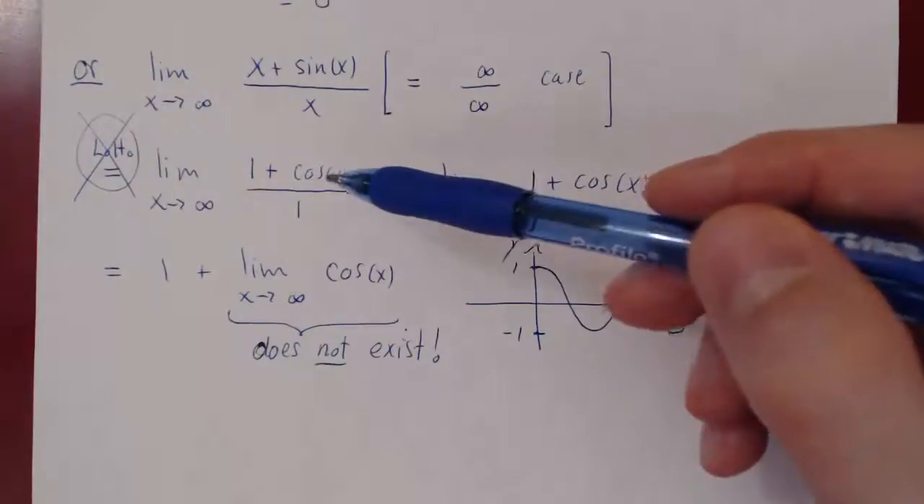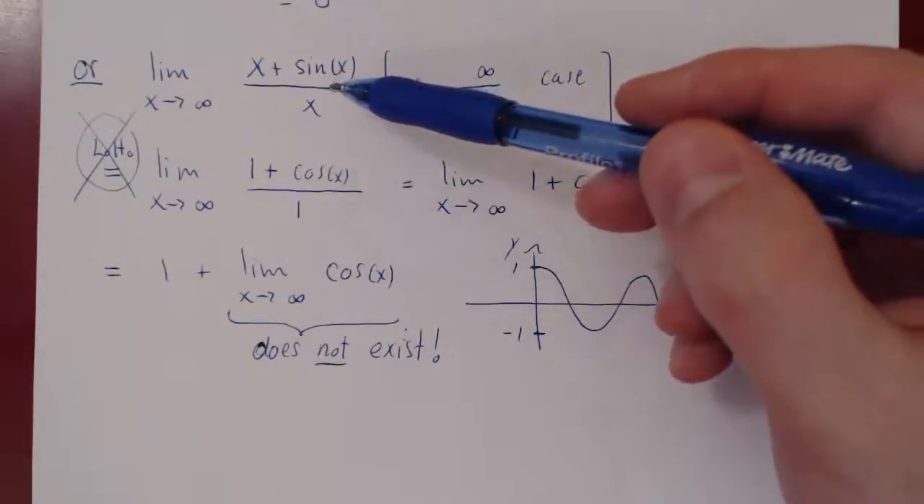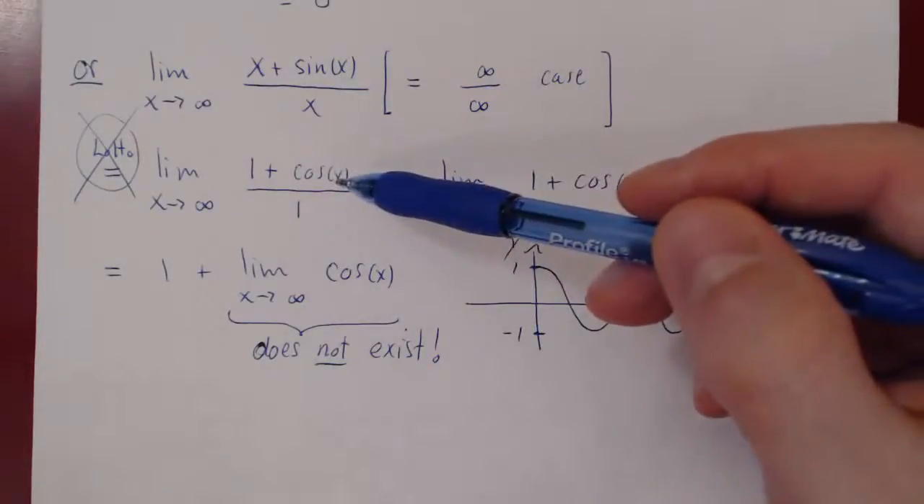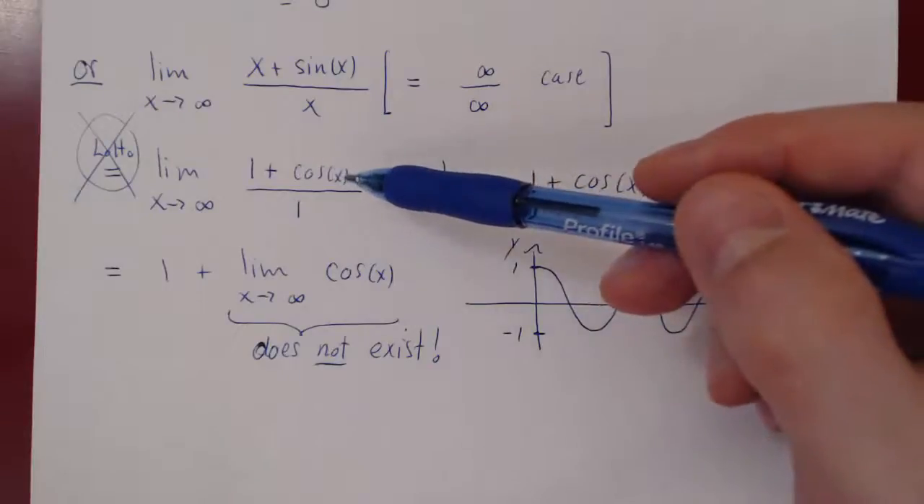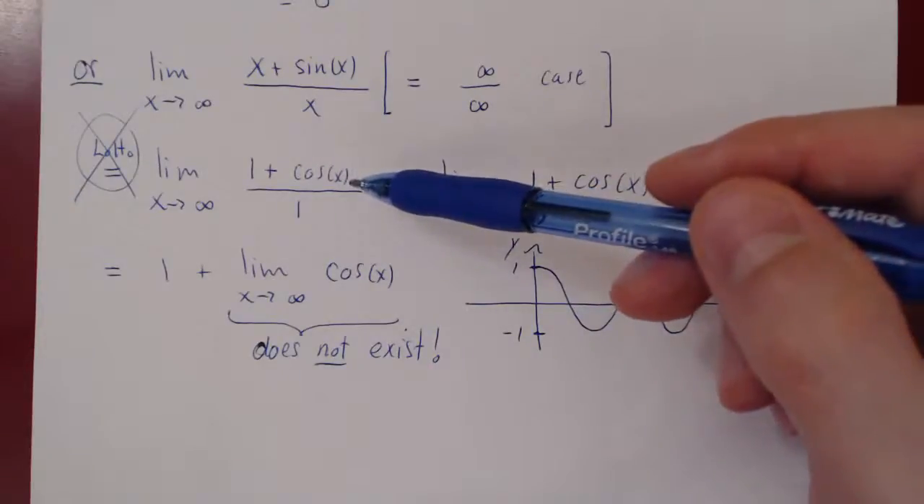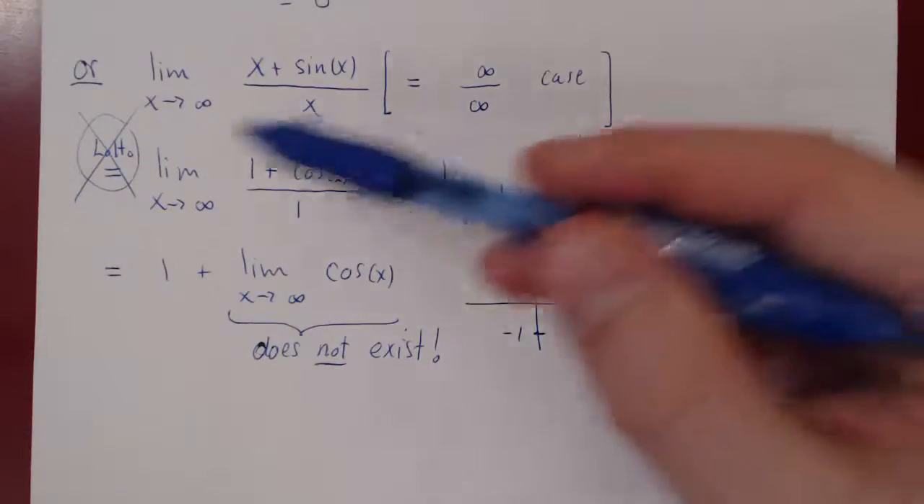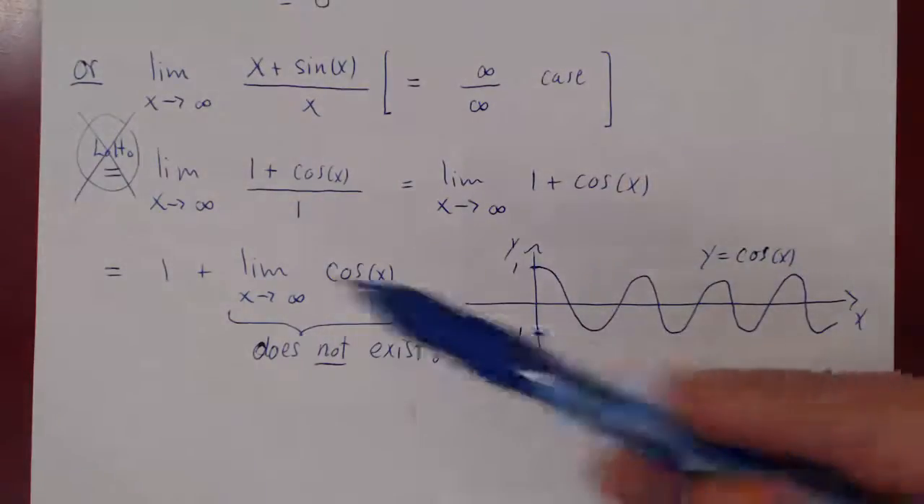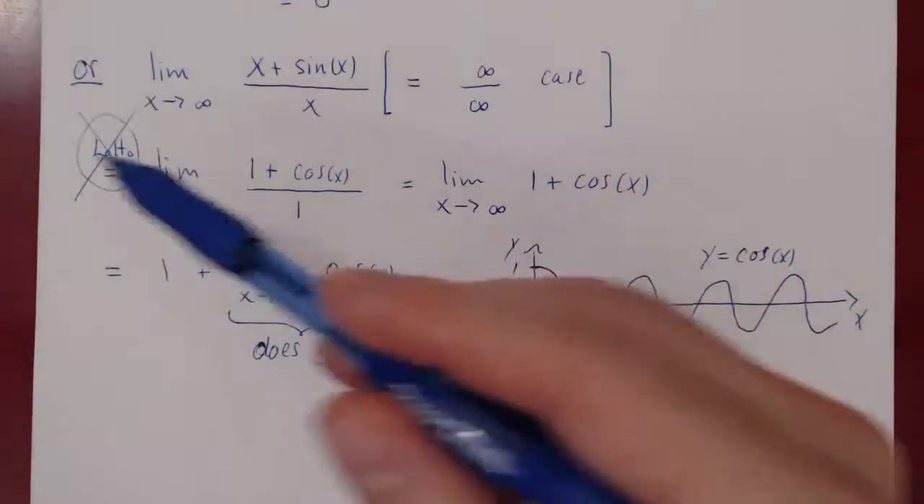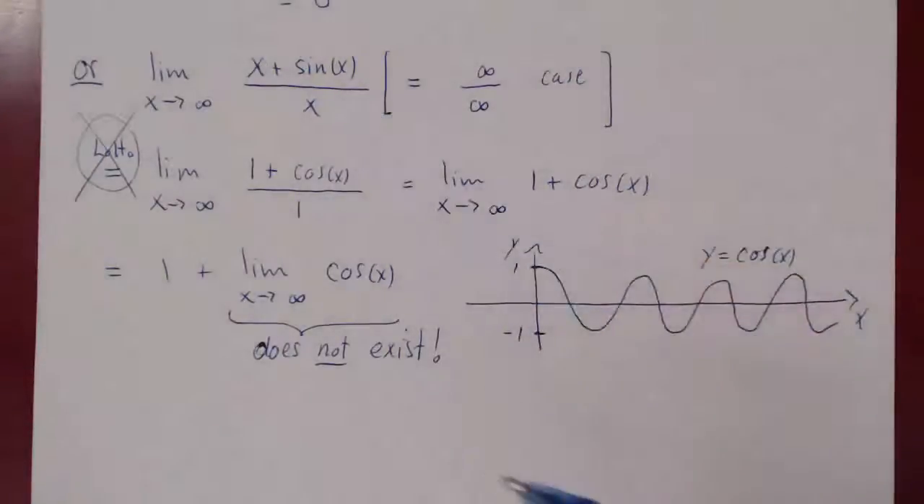The new limit will only equal the original limit if the limit itself exists, gives 0 over 0 case, or infinity over infinity case. And here that's not the case because this limit does not exist. Therefore, L'Hopital's rule breaks down. So it cannot be applied to this problem. So you have to be careful.